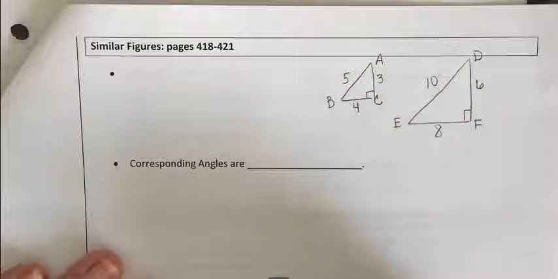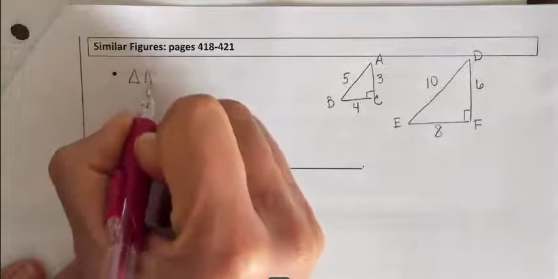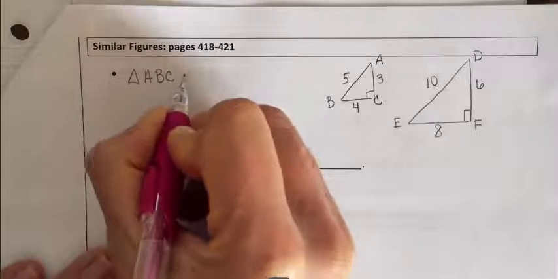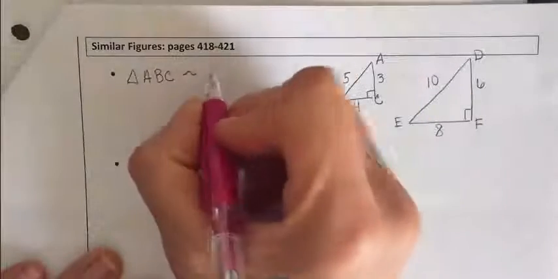So to say that these two triangles are similar, we can say then that triangle ABC is similar, so it's just this tilde sign, to triangle DEF.